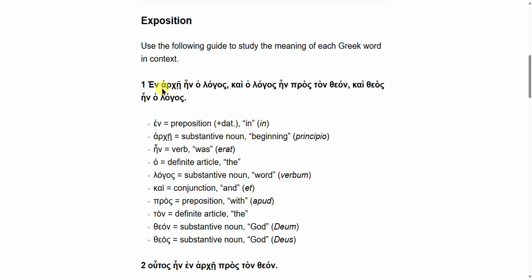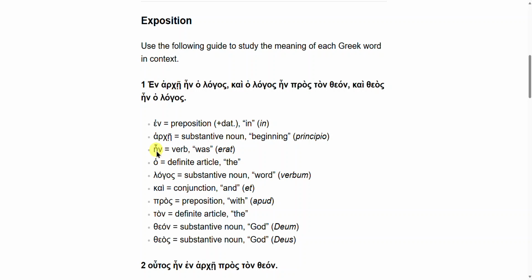The second word here, arche, is a substantive noun, and it means the beginning. It's translated principio in the Vulgate. It means beginning. So en arche means in the beginning. Notice again that in English we add the article the, and we'll put that in parentheses because it's not in the Greek text. It simply says en arche, in beginning.